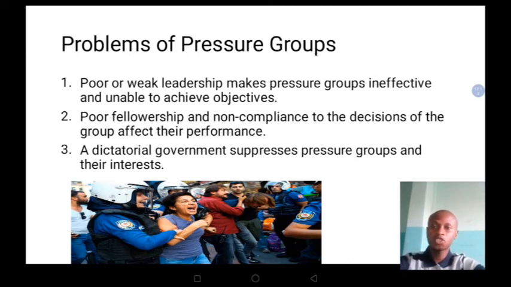The first one is poor or weak leadership. Any pressure group that has poor leadership will not be able to achieve its objectives.